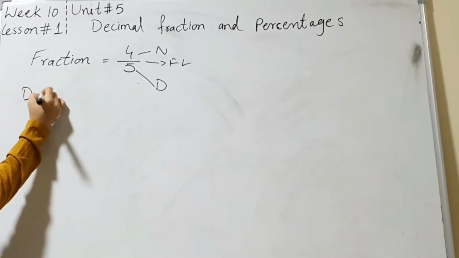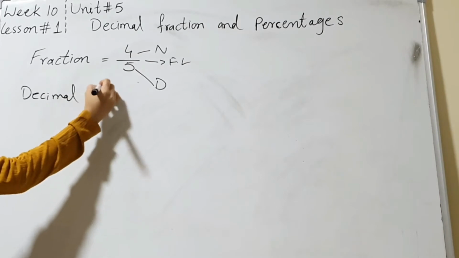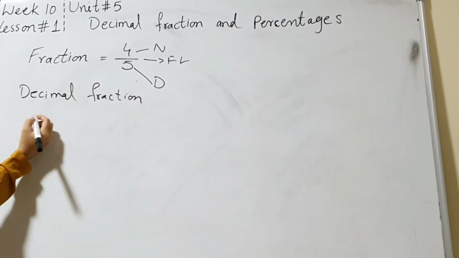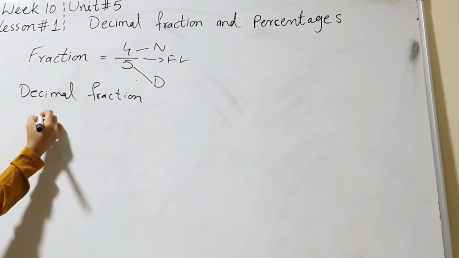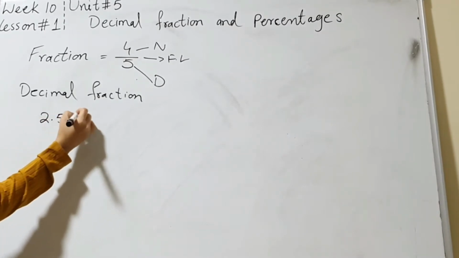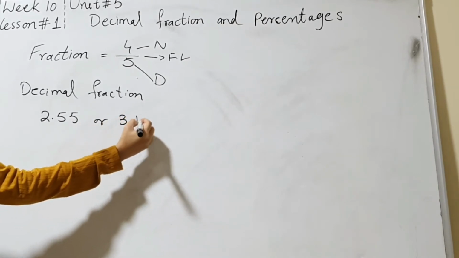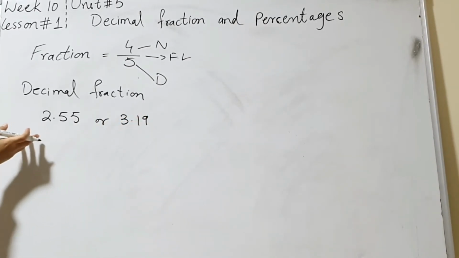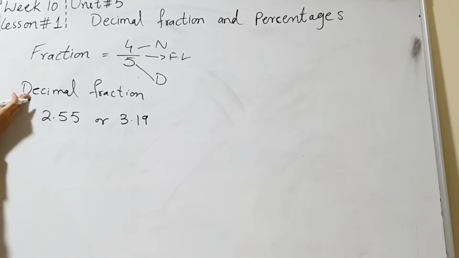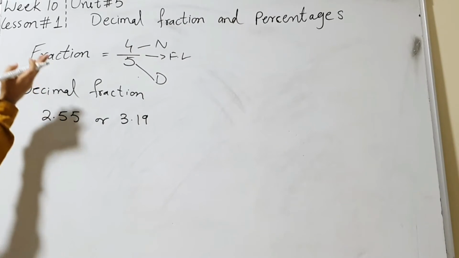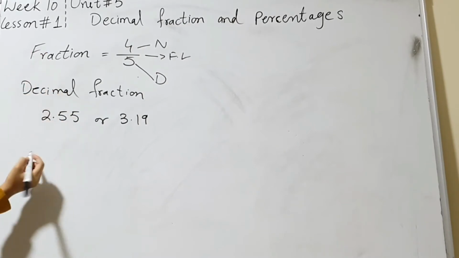Next is decimal fraction. The numbers written with the decimal point, for example 2.55 or 3.19, these kind of representation of the number is called decimal fraction. We can change the fraction into decimal or decimal into simple fraction.